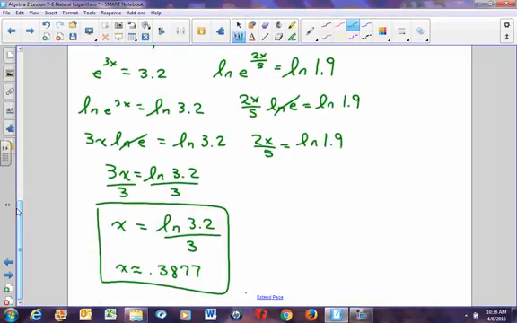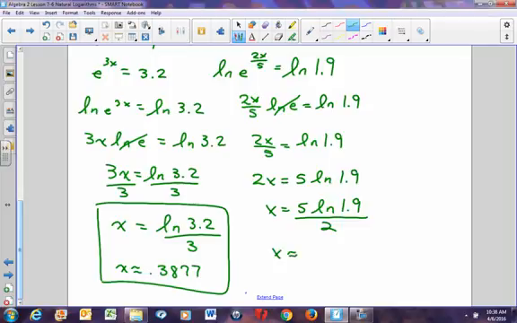If I want to cross multiply to solve this equation, I have 2x equals 5 natural log of 1.9. x will equal 5 natural log of 1.9 all divided by 2 to get x by itself. And that's approximately equal to, so put it on the calculator, 5 natural log of 1.9 divided by 2 is going to be 1.6046.